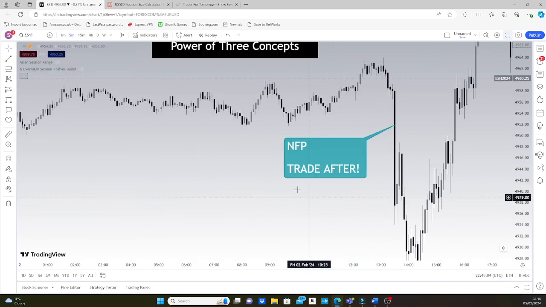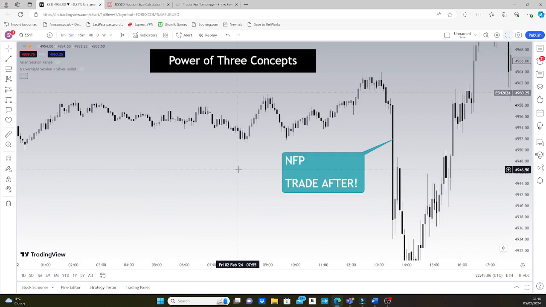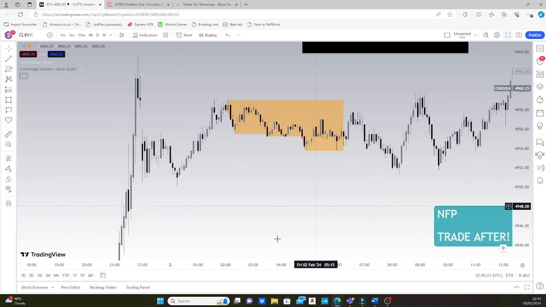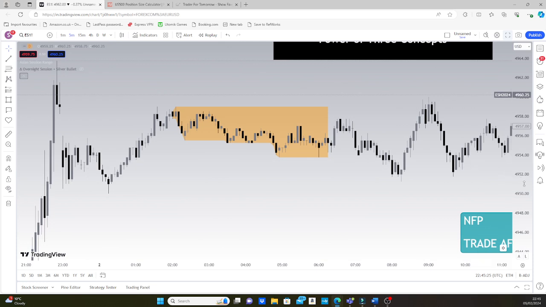First of all, let's go back and dissect how the day's price action unveiled. How did price actually deliver itself that day? Let's understand it from a conceptual standpoint. First we start off with the Asian range as always. Here we have the Asian range, which is in orange, as we can see.